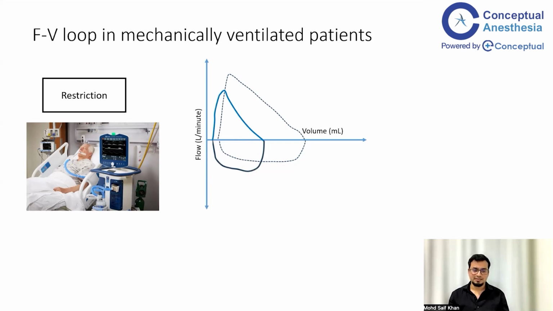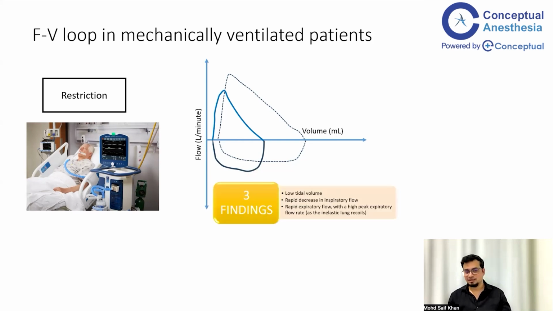So there are three findings related to restrictive lung disease in a mechanically ventilated patient. As far as the FV loop is concerned, there will be low tidal volume, first of all. As you can see, the tidal volume has reduced because, as you know, this is your residual volume and this is your tidal volume. So tidal volume has definitely diminished a lot. So there will be restricted tidal volume delivery, and there will be a rapid decrease in the inspiratory flow. There will be a decrease in the expiratory flow also. Okay, so that is your restrictive lung disease. I hope you will remember all these.